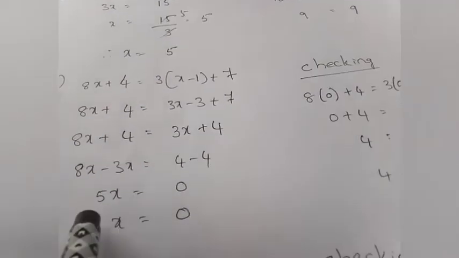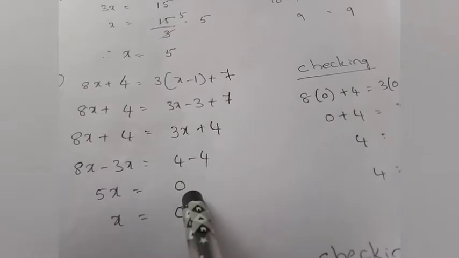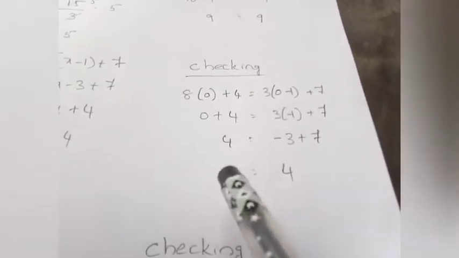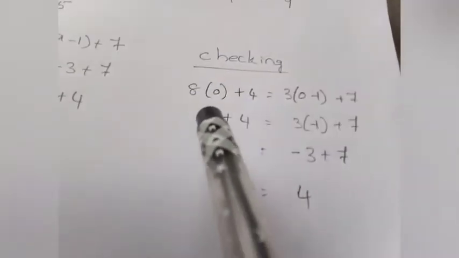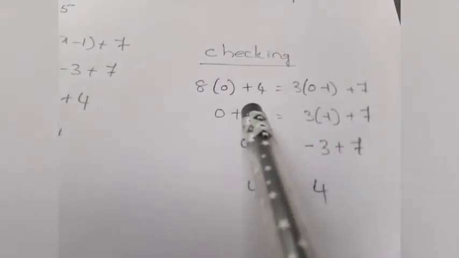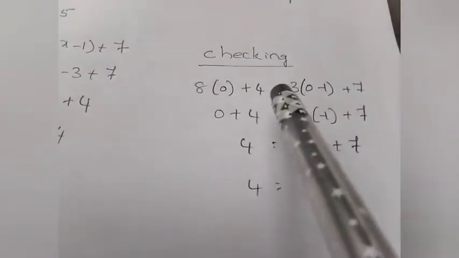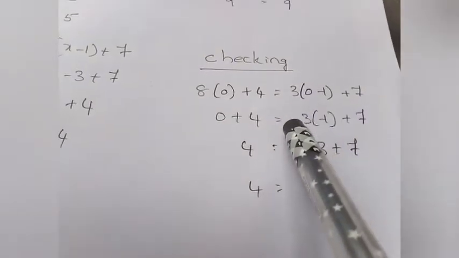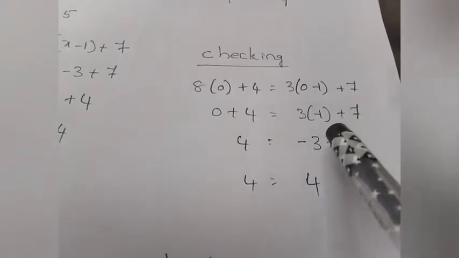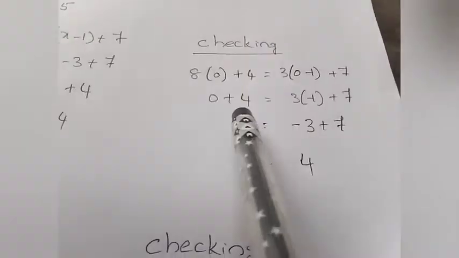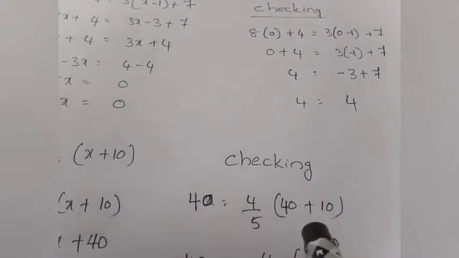So 8x minus 3x is equal to 5x. This side 4 minus 4 is 0. So x is equal to 0. So wherever x is there, I am substituting 0 here. Now checking. 8 into 0 plus 4 is equal to 3 into 0 minus 1 plus 7. 8 0s are 0, plus 4. Here 3 into minus 1 plus 7. So here minus 3 plus 7, that is equal to plus 4. Here 0 plus 4 is equal to 4.